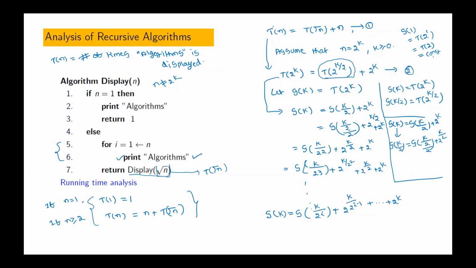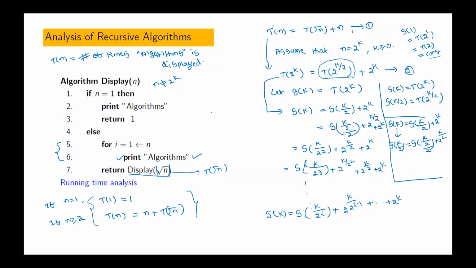Sir, can we take S of 0? But S of 0 we don't get here. How do you get it? Only positive. Why have I not taken S of 0? Is it clear? Yes, sir. So S of 1 is the same as T of 2.